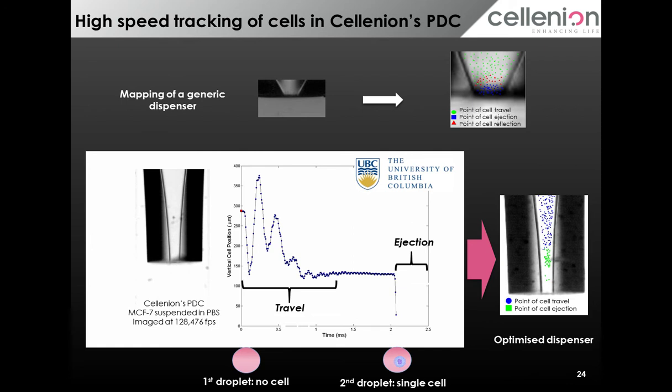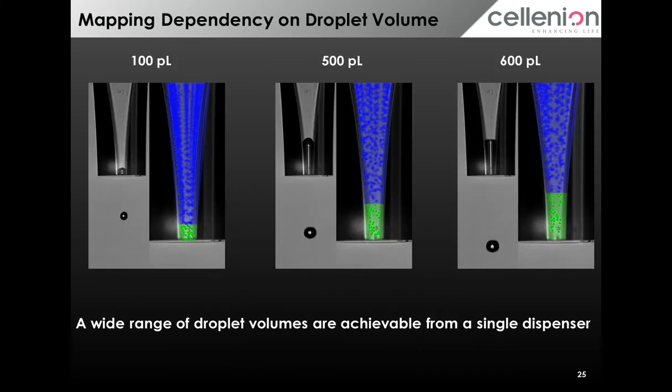By optimizing the geometry of the dispenser, we could reduce the number of phenomena that could happen to only two, which we translate as travel or ejection. As you will see on the next slide, the size of the ejection zone, the green zone on this dispenser, is the area where whenever we have a single cell in that area, we know that this single cell will be contained in the next droplet that will be generated.